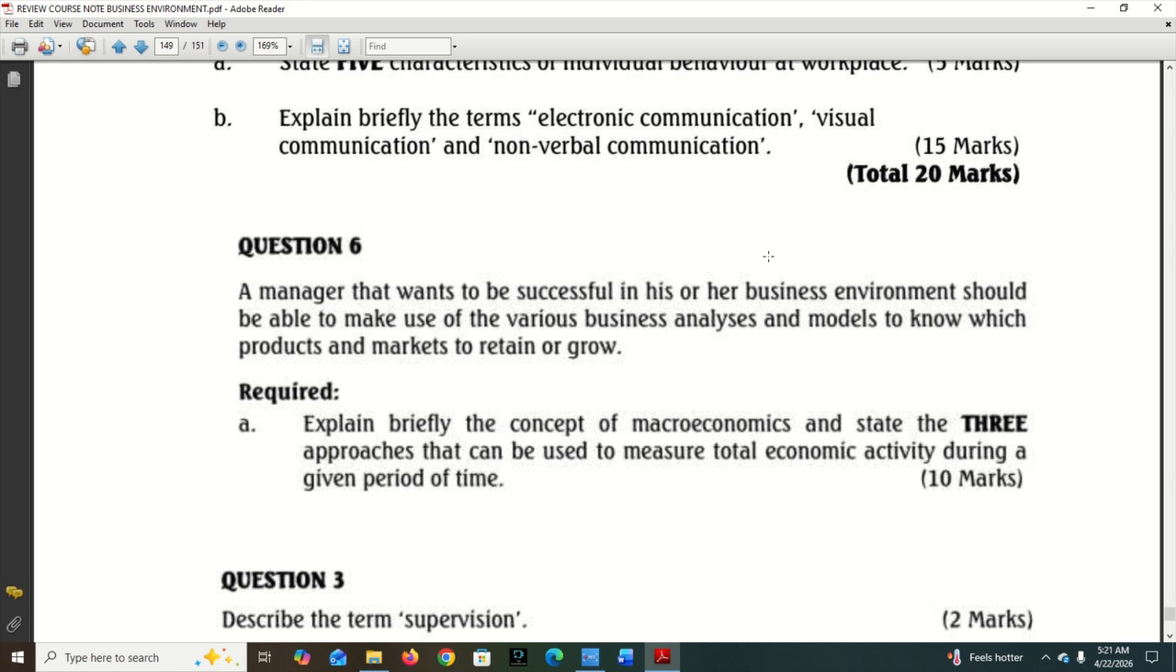Please note, when you are solving this kind of question in the exam, you should ensure that you state the three. That means you are not supposed to write so much story. 2 or 3 lines. Just mention the approach and explain it.